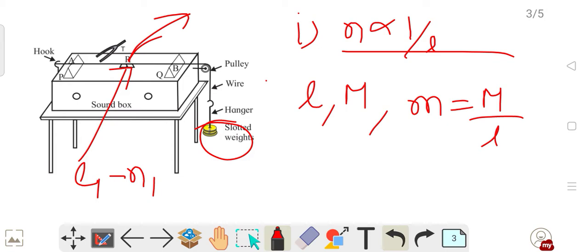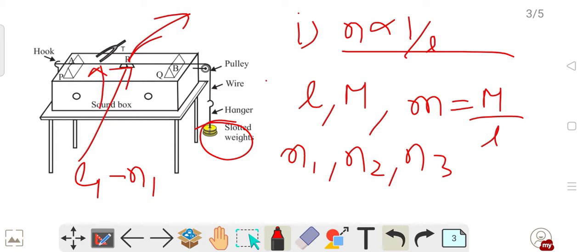Now in this way, if I take a set of tuning forks, suppose I take tuning forks 1, 2, 3, and all of them have different frequencies N1, N2, N3. A set of tuning forks with different frequencies N1, N2, N3 are taken, and since for N1 frequency I am trying to match the frequency of the string also.